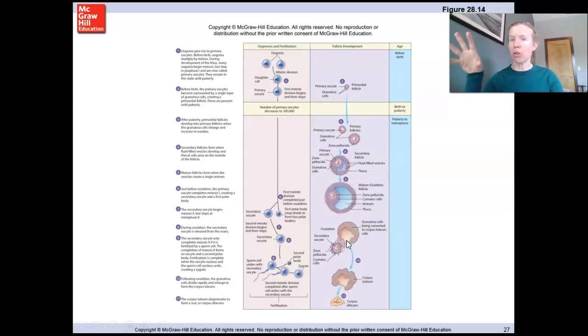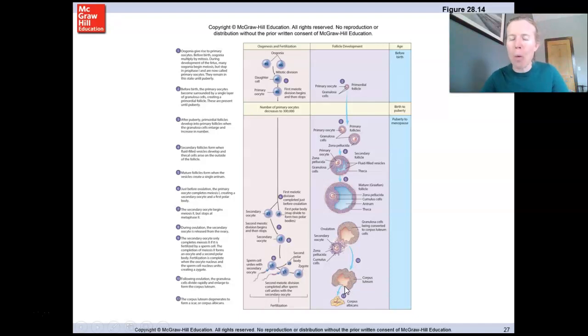Ovulation, this rupture of the actual follicle that moved to the surface, is really triggered by the hormone luteinizing hormone. Hopefully you remember that one. And so we've got a lot of hormone activity going on here. Notice what's happening then after ovulation.